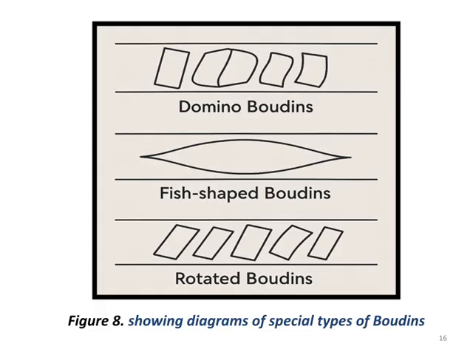Now, in this slide, we can show the diagrams of special types of Boudins that I have explained in the previous slide. So, first one is the domino Boudins, followed by fish-shaped Boudins, and lastly the rotated Boudins.